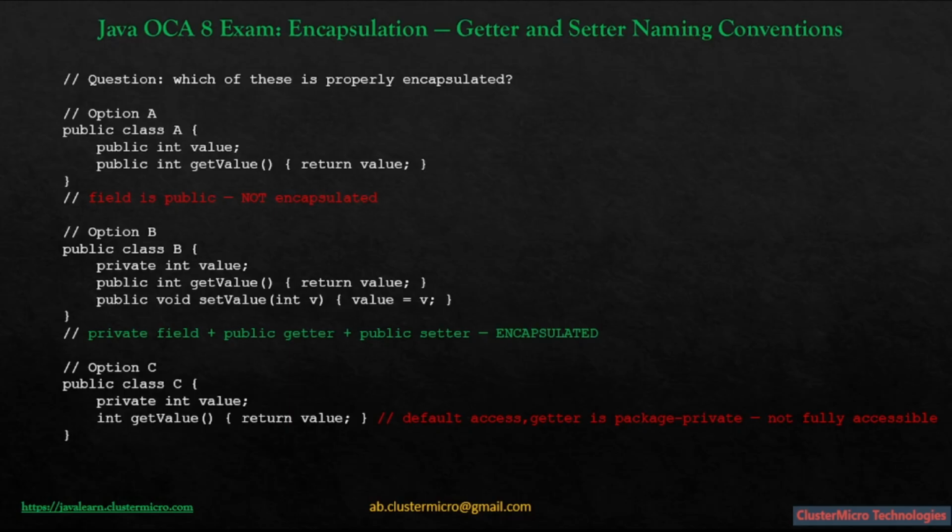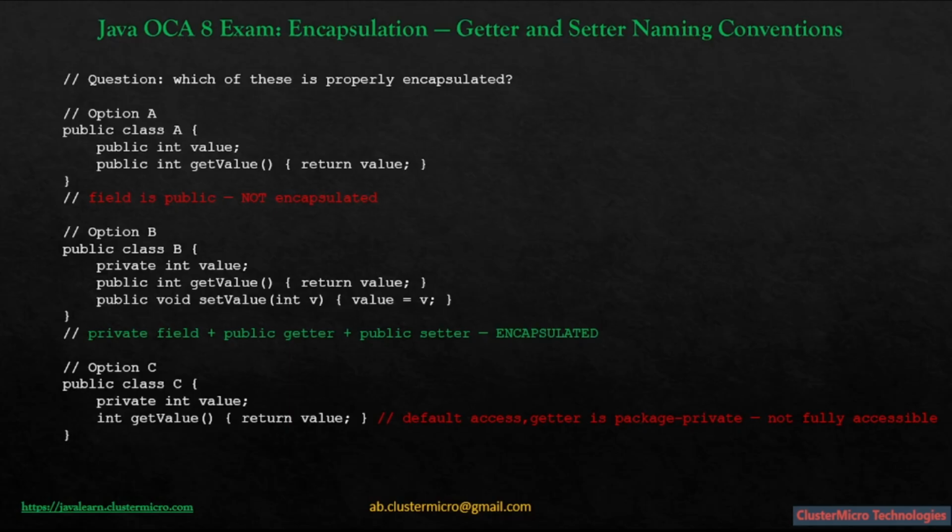So we can see that option A fails because the field is public, with no protection at the field level. Option C fails because the getter is default, with no access from outside the package. And option B succeeds because private field plus public getter and setter is the complete correct pattern.